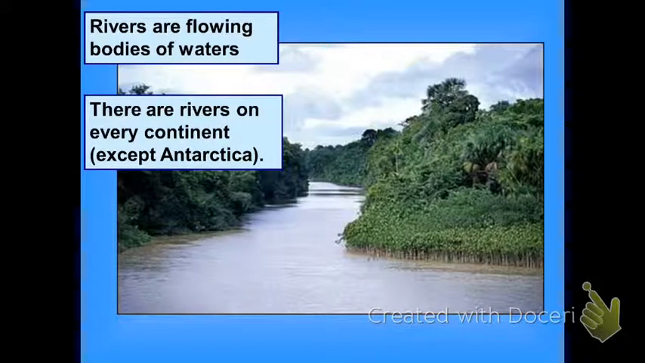We have rivers in every continent except for Antarctica. Frozen is not flowing. Yes, there probably are places that rivers would happen in Antarctica, but it's completely frozen. So they cannot be flowing when they are completely frozen.